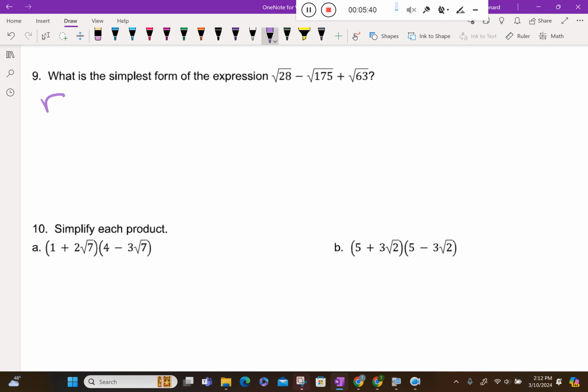So let's look at the square root of 28. Well, the square root of 28 is the square root of 4 times the square root of 7, or 2 root 7.